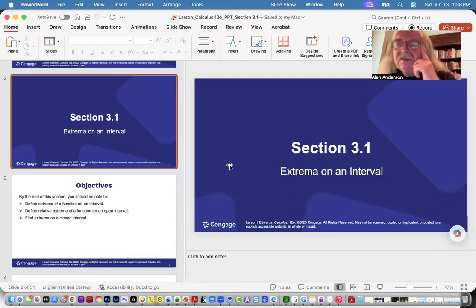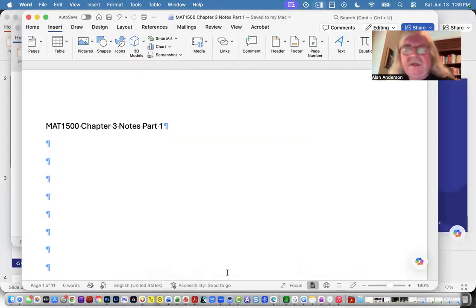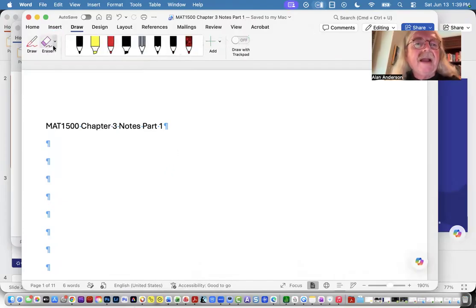Now, I just want to mention some terminology here before we get any further. First of all, we know that within any given interval, a function may take on a maximum value or a minimum value.